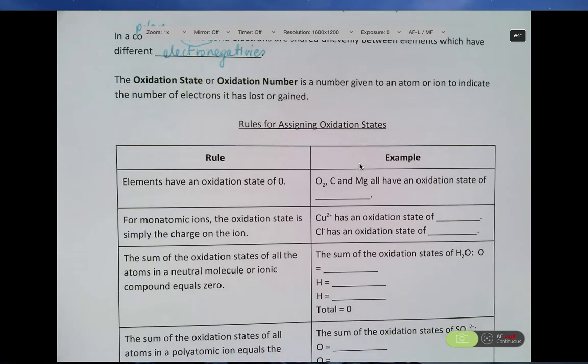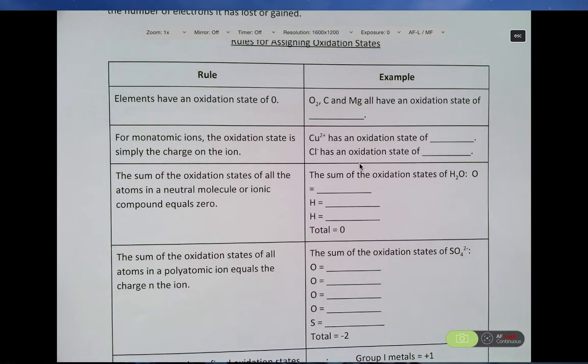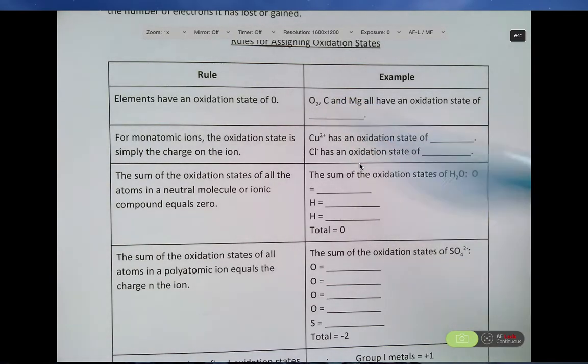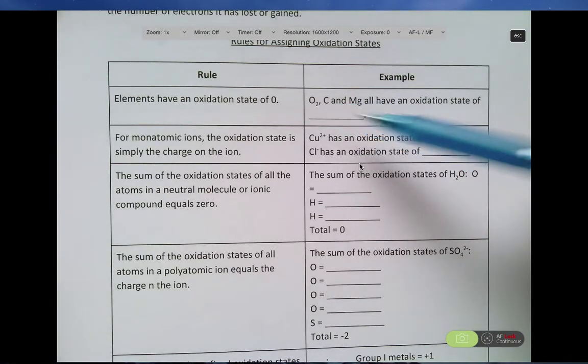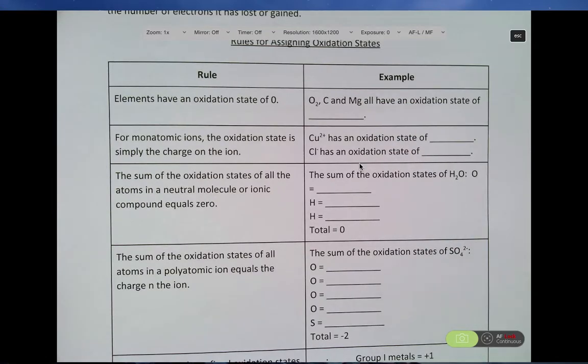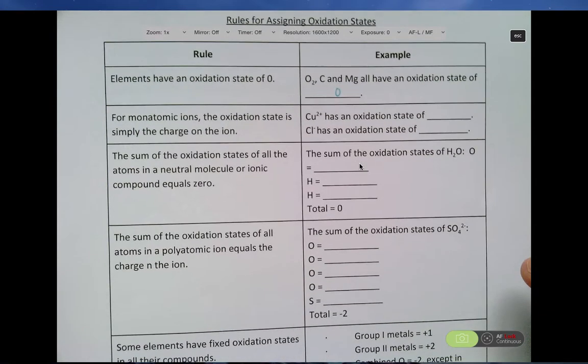The oxidation state or oxidation number is a number given to an atom or ion to indicate the number of electrons it has lost or gained, as we stated earlier. These are the rules. We need to know them and we need to be able to apply them. Rule number 1: elements have an oxidation state of 0. So oxygen gas in diatomic form, carbon in any form, diamond, graphite, or Buckminster fullerenes, and magnesium all have an oxidation state of 0. We're just giving an example to apply that rule.